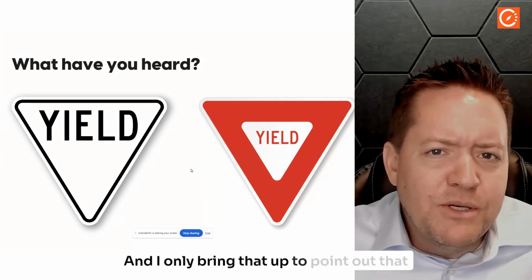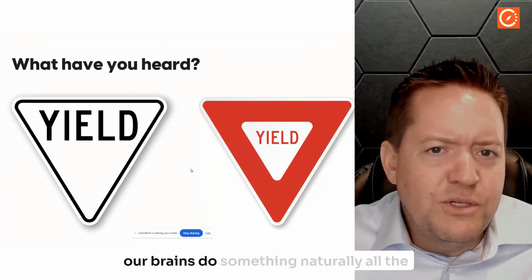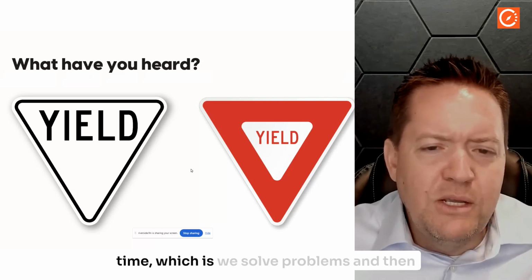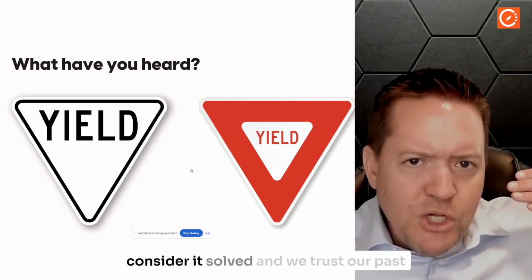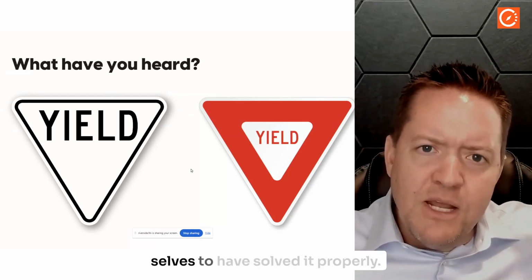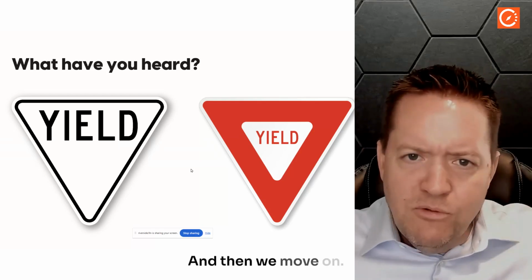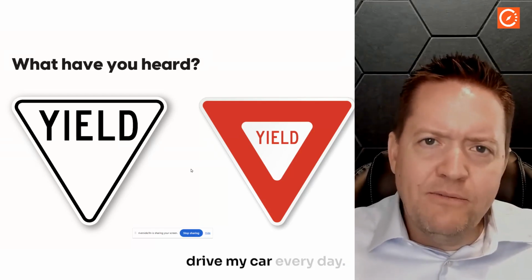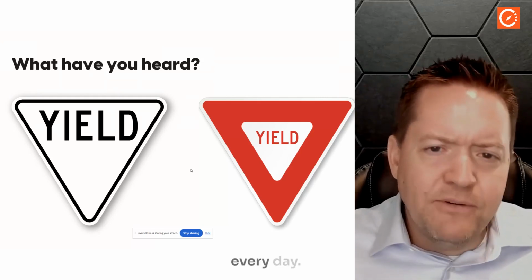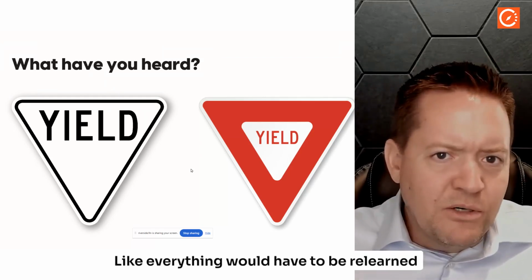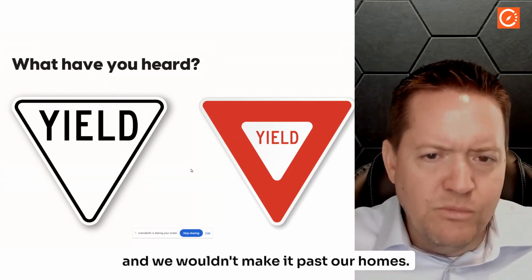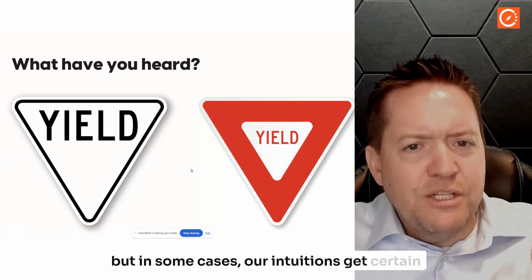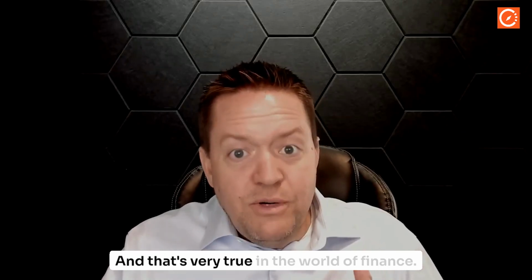And I only bring that up to point out that our brains do something naturally all the time, which is we solve problems and then consider it solved, and we trust our past selves to have solved it properly, and then we move on. And if that weren't true, if our brains didn't do that, I'd have to relearn how to drive my car every day. I'd have to relearn how to brush my teeth every day. Like, everything would have to be relearned, and we wouldn't make it past our homes. But in some cases, our intuitions get certain things wrong, and that's very true in the world of finance.